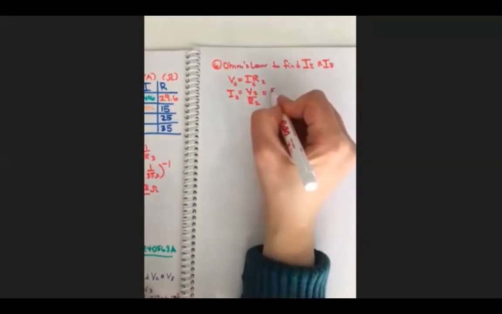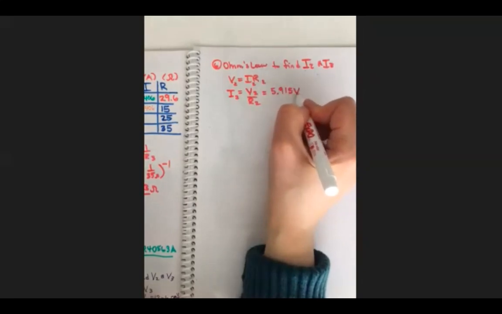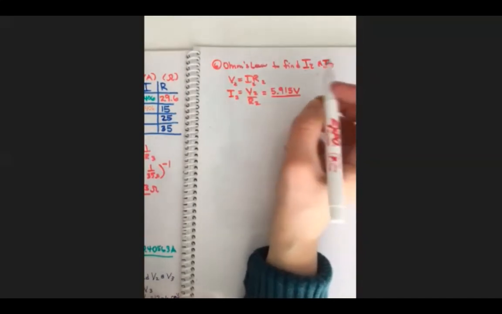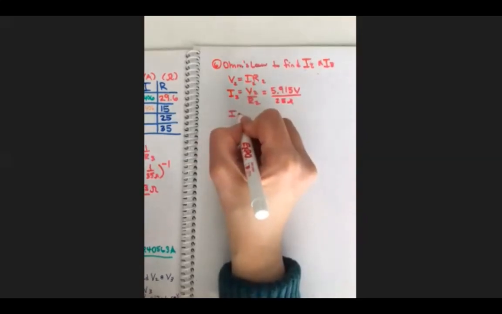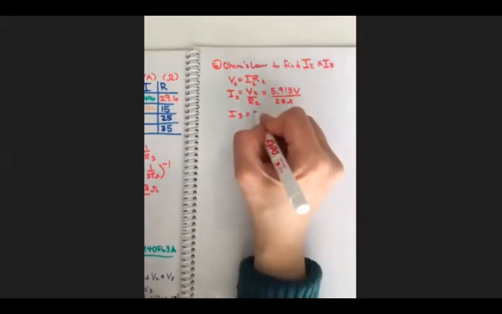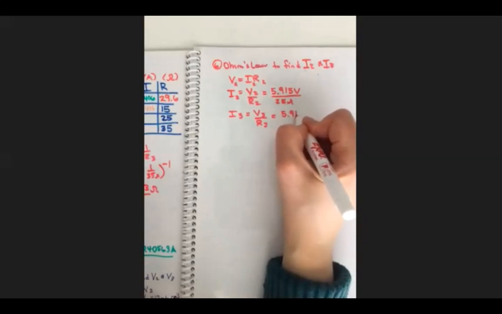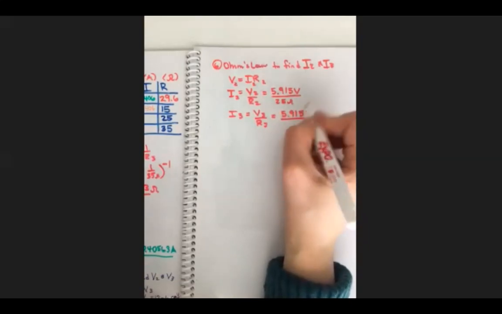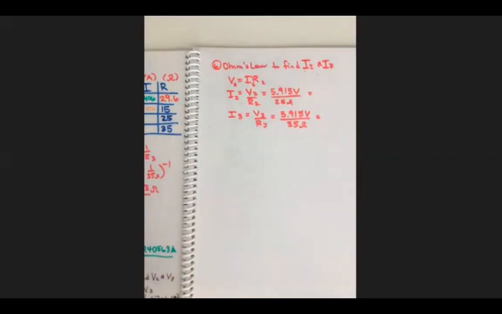And we have 5.915. So we're going to use the unrounded number. Divided by R2, it was exactly 25 ohms. And we're going to do the same thing just right away. You don't have to show your work if you've just done the exact same algebraic rearrangement. V3 is the exact same number. And this time it's divided by 35 ohms. So just calculating those.